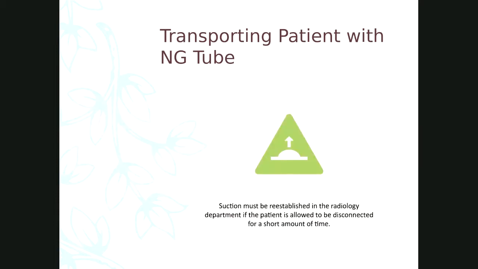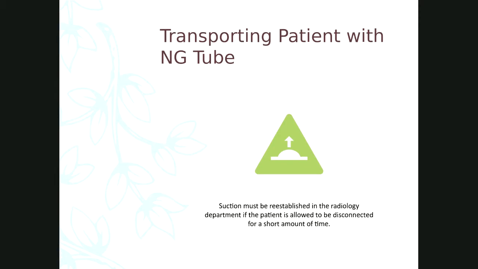When we transport a patient with an NG tube, suction has to be reestablished once we're in the department, assuming the patient was allowed to be disconnected for that short amount of time. So if they were allowed to be disconnected for a short period of time, it is possible we wouldn't use the portable suction. We could just disconnect them for the time frame to get them from the floor down to the department. Or if the interruption was not to take place and they had to be transported, then we would have to hook them up to that portable suction unit and bring them down.